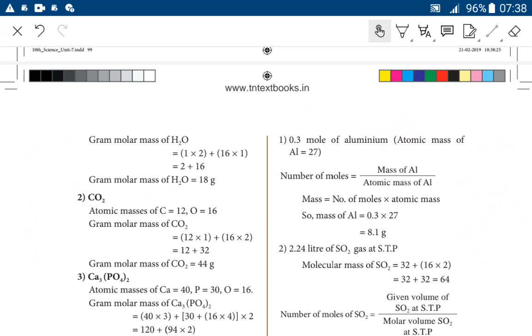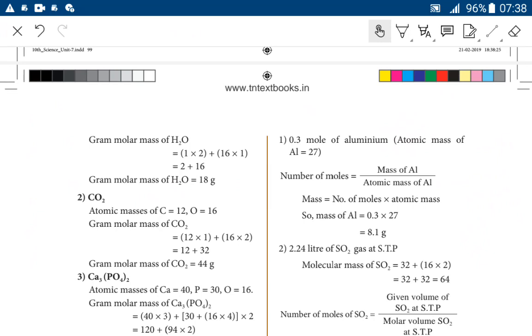The atomic mass of hydrogen is 1 and its number of atoms is 2, so 1 into 2. The atomic mass of oxygen is 16 and the number of atoms is 1, so 16 into 1. So 1 into 2 plus 16 into 1, that is 2 plus 16, which is 18 gram. Simple multiplication using the atomic mass.